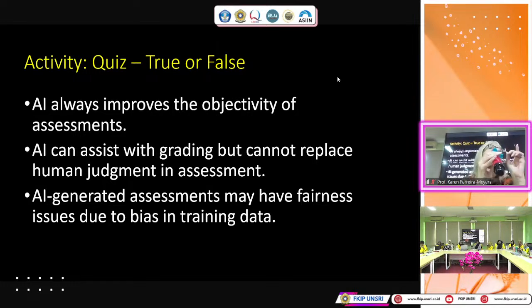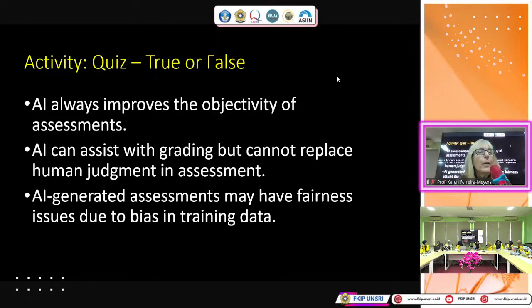Okay, the word always is very problematic. AI will not always improve the objectivity. It can, but it's not necessarily so. Okay, let's look at the second one. AI can assist with grading, but cannot replace human judgment in assessment. Okay, there we're all in agreement. Good. Okay, and then the last one: AI-generated assessment may have fairness issues due to bias in training data.